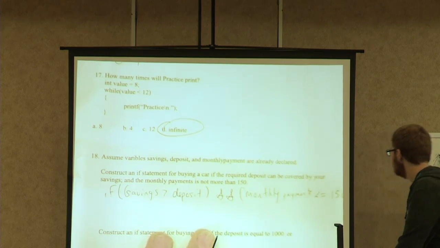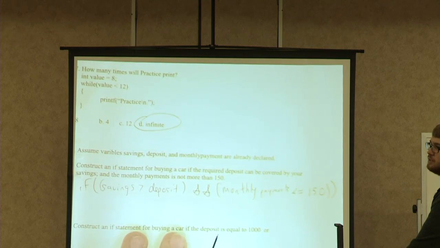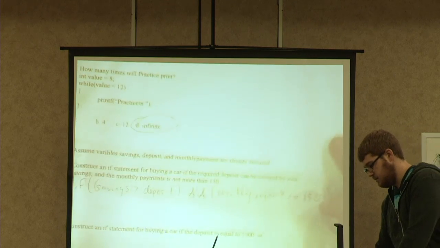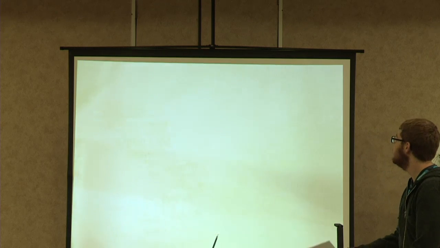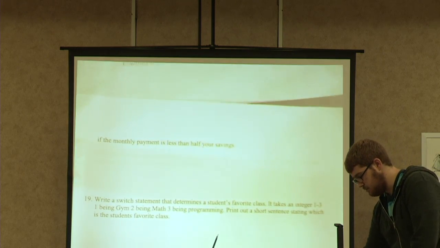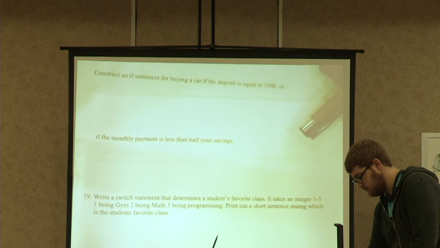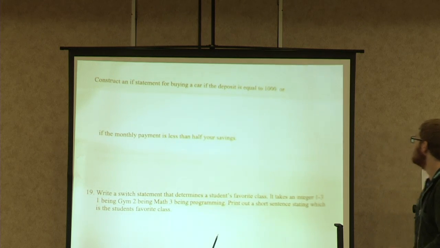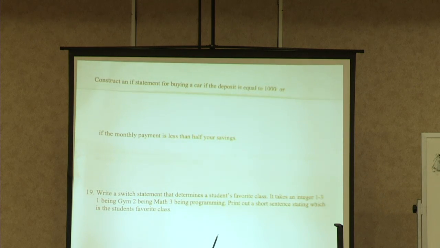And then you're just going to close off your braces. So that would be all one, right? You see that now? Okay. This one, I did not notice it went to the other page, but that's fine. So it says construct an if statement for buying a car if the deposit is equal to 1,000 or if the monthly payment is less than half your savings.